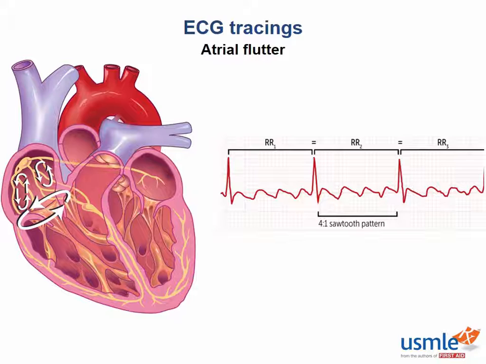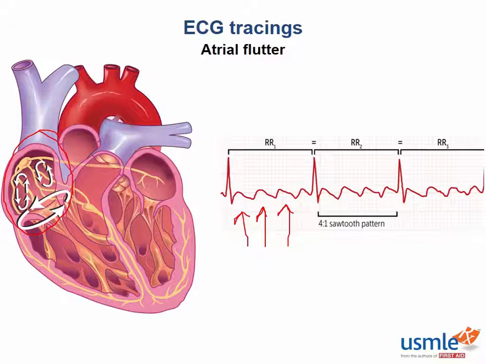Next we have atrial flutter. This is an abnormal, large anatomical electrical depolarization loop in the right atrium. You can see here, it is similar to atrial fibrillation, but also it's distinct because it really just focuses on the right atrium. We can see here that the atrium is contracting in a coordinated unit.